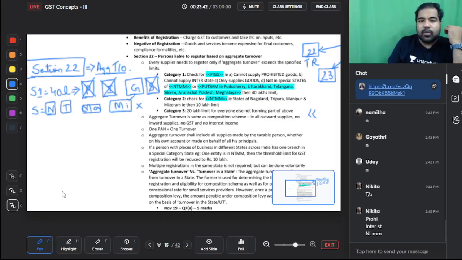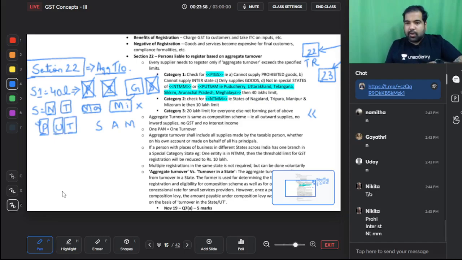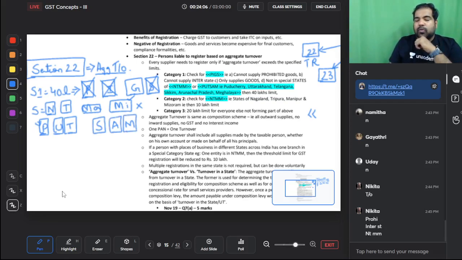Further, you should also not be in the following states of PUT-SAM. What is PUT-SAM? Puducherry, Uttarakhand, Telangana. Puducherry down south, Uttarakhand up north, Telangana down south, and SAM is in the northeast: Sikkim, Arunachal Pradesh, Meghalaya. So you should not be in NT-MAMI, you should not be in PUT-SAM. These are the states you should not be in. And if all 4 conditions are met, then your limit is 40 lakh. That means up to 40 lakh you don't have to register. That is step 1.